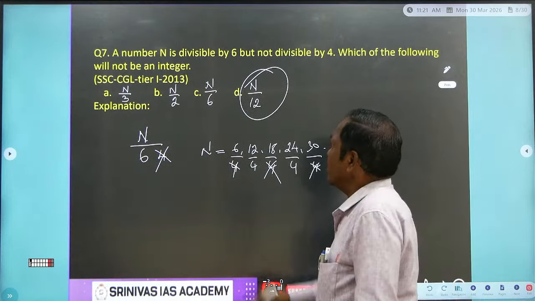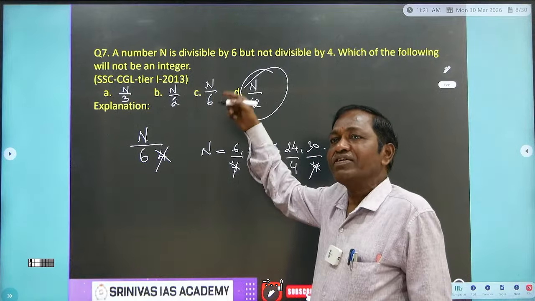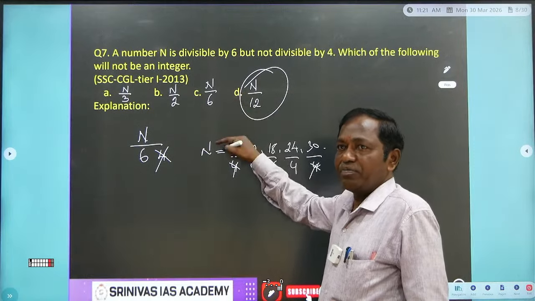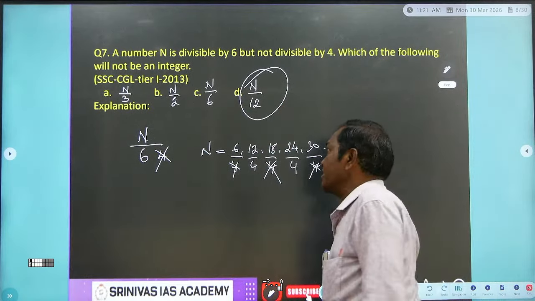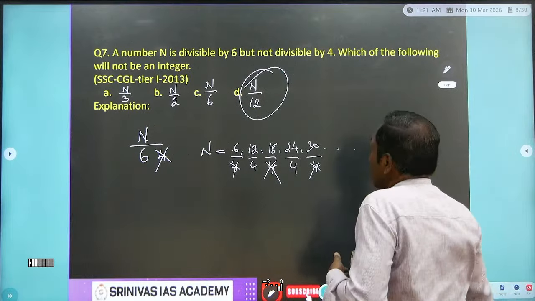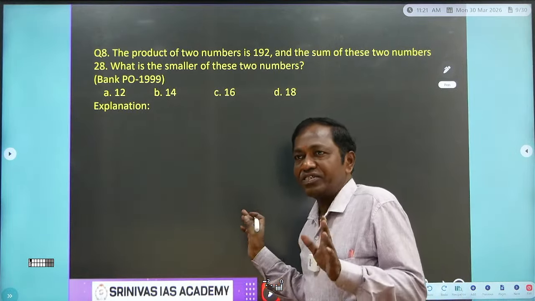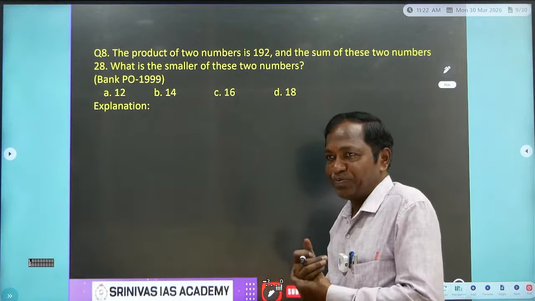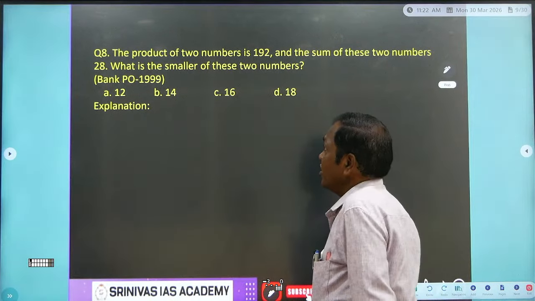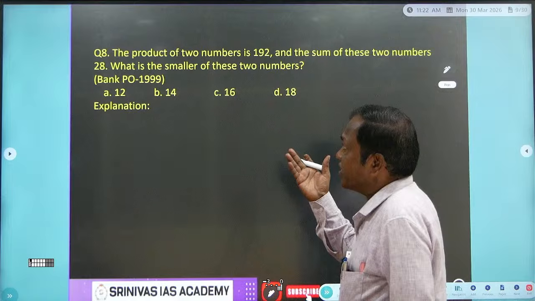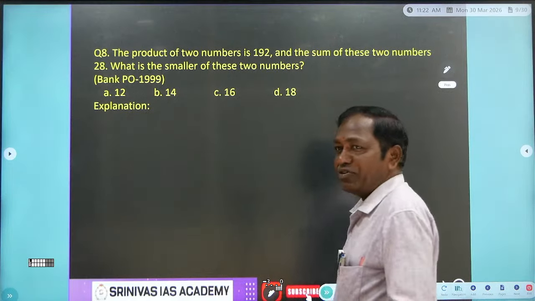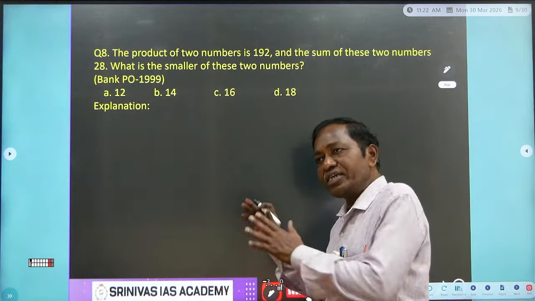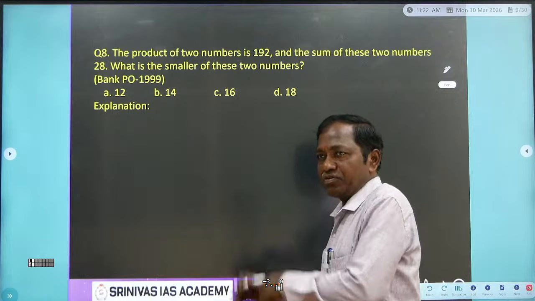So, multiples of 6. N can be the multiples of 6. N can be 6 also, but it cannot be divisible by 4. You can take this one. Right, that is the thing. See, there is not much calculation in these questions, but you can expect it in statement 1, statement 2. This is a question from way back in 1999, but I have taken the concepts, because many concepts were not included in CSAT so far, so I went back to these questions.